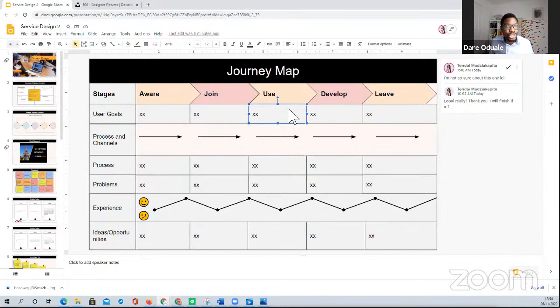When I'm using it, what is my goal? I want to find what I'm looking for. By the time I'm buying, what is my goal? To be able to pay without stress. My goal can be that I want to have numerous options to be able to pay.